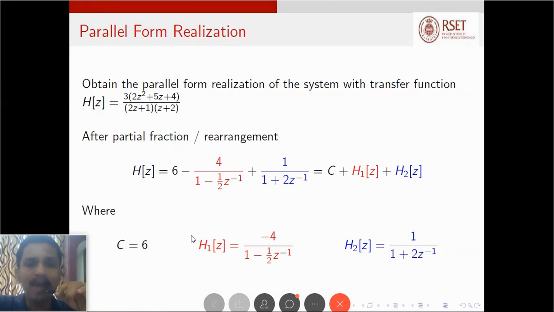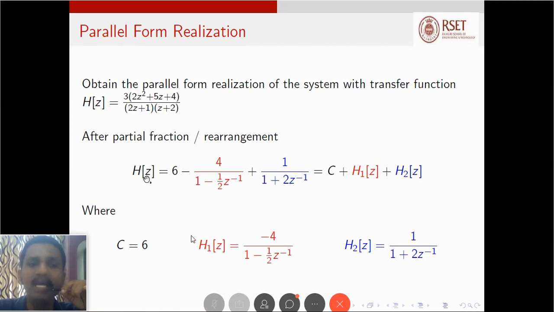So after partial fraction, some types of rearrangements may be required. The rearrangement means you can expand the numerator term and denominator term and divide the numerator term with the denominator term, and you will get the corresponding answer, the quotient term, and arrange them. That is called rearrangement. Or you can simply go to the partial fraction. In some questions, you may not be able to go for the partial fraction, but in this particular question, you can go for the partial fraction.